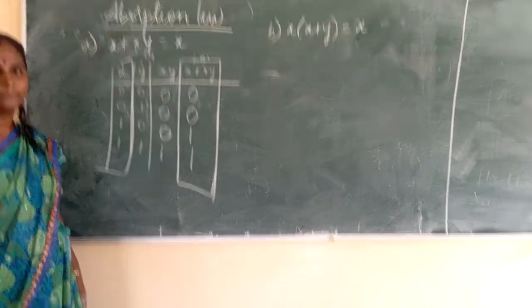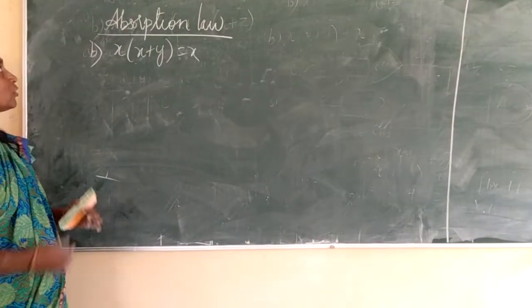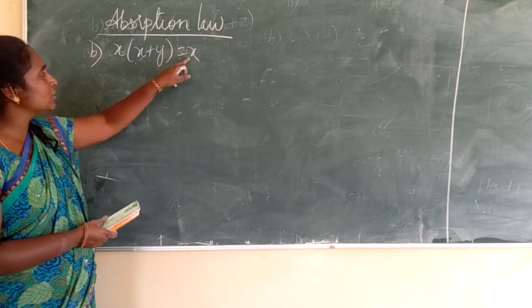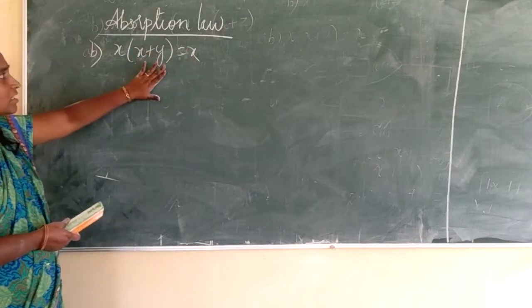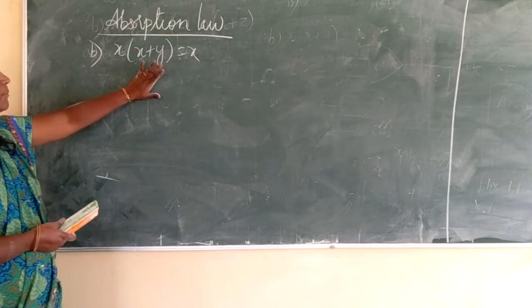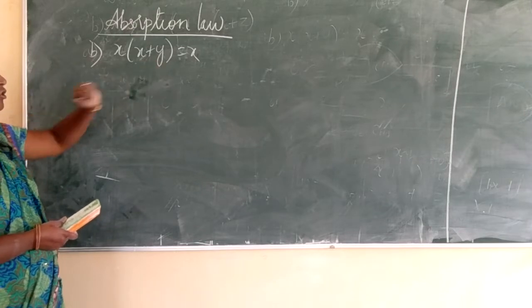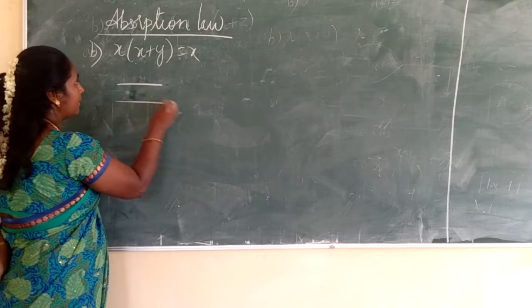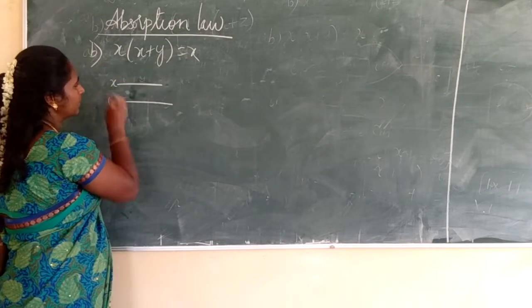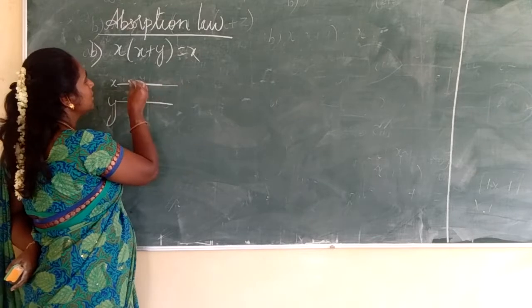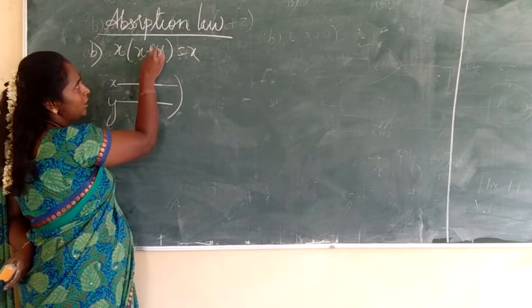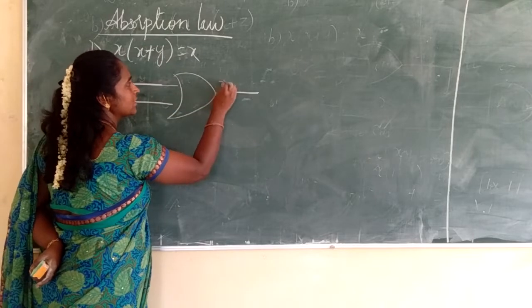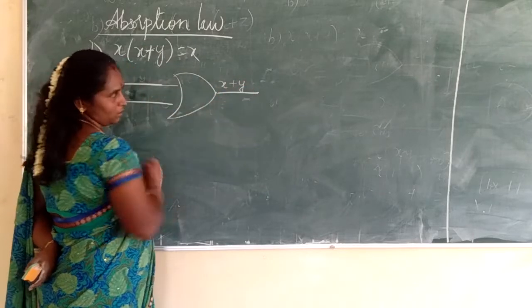The second rule under the absorption law is x into (x plus y) is equal to x. For this, first we will draw a logical diagram, then prove it theoretically, and then the truth table. How many inputs? Again two inputs, x and y. First use an OR gate, doing a logical addition, and the output comes as x plus y.